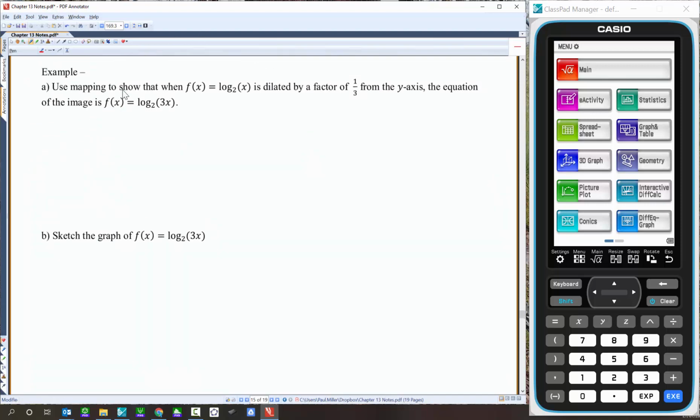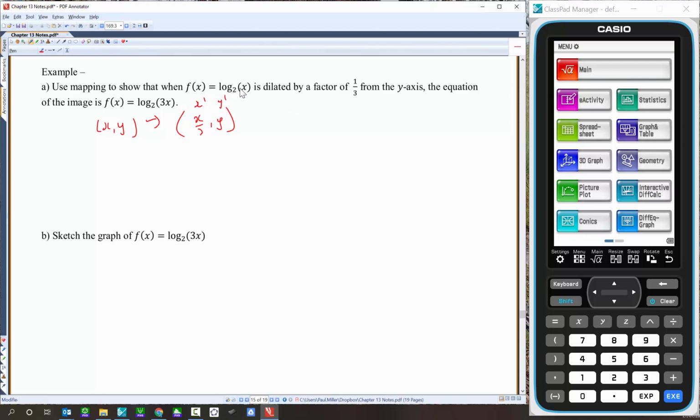Okay, so some transformations use mapping to show that when f of x equals that is dilated by a factor of 1/3 from the y-axis, the equation will be this. Okay, let's do it. (x, y) maps to, and 1/3 from the y-axis changes x, that's (x/3, y). That's x dash, that's y dash.